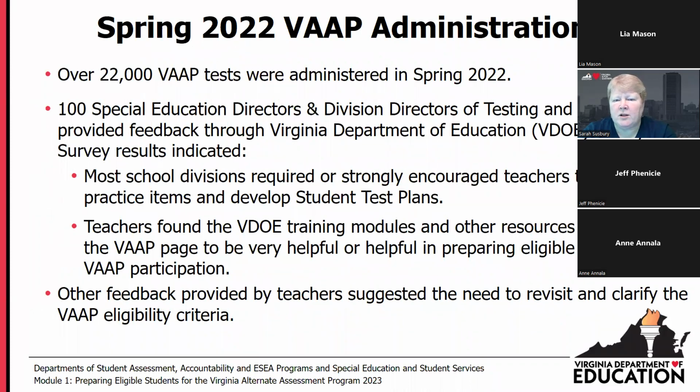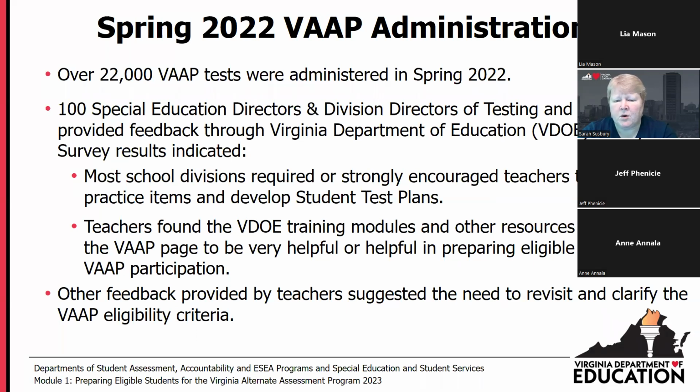So let's take a quick look back to the previous spring 22, that we just completed that VAAP test administration. We administered over 22,000 assessments. The Department of Education conducted a survey to receive some feedback from directors of special education and division directors of testing, and also from teachers. We heard from about 100 directors, and about 216 teachers gave us some feedback as well.